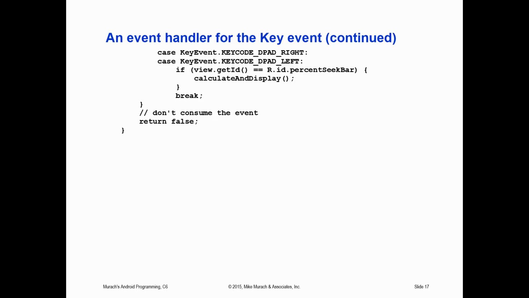You can also use the getSystemService method to get an InputMethodManager object. Then you can use that object to hide the soft keyboard. We'll see more of that. I think it's in Chapter 11 as we go on.